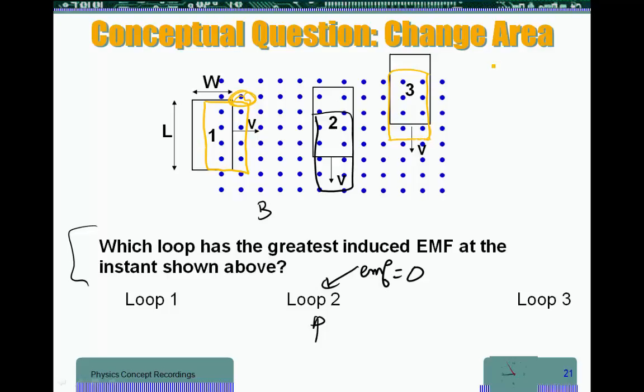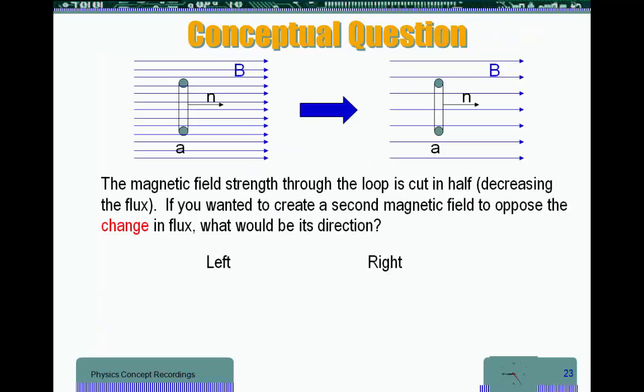So for loop 1, we changed from 4 to 8. For loop 3, we changed from 6 to 8. So the one that resulted in a bigger change in flux is loop 1. So if it is a bigger change in flux, it means a bigger induced EMF for the same amount of time. Let's consider this question here.